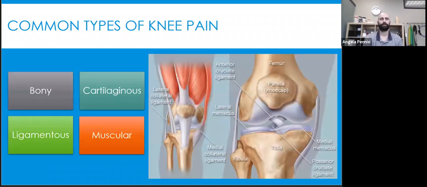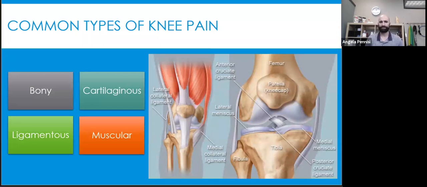All right, so here we have some common types of knee pain. What we differentiated those out into is some of the different structures that could get irritated. So as we talk about bony pathologies, that's going to be grouped into arthritis. Sometimes you have bone swelling, stress injuries, stress fractures, things like that in our bony category.